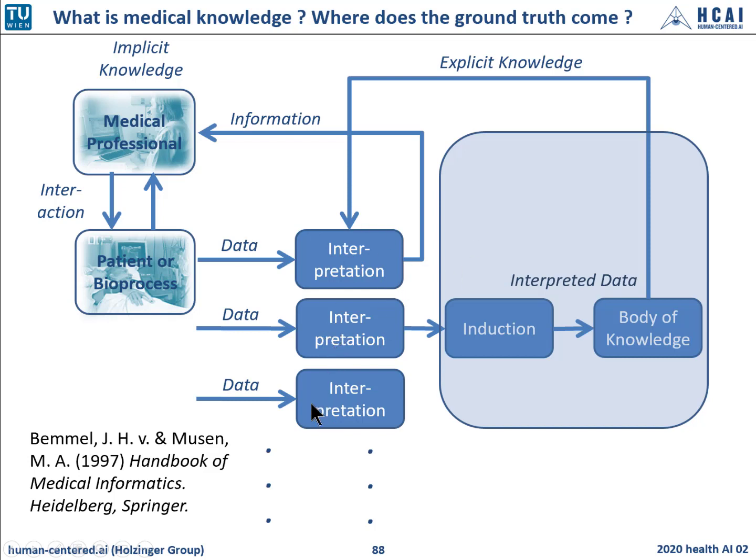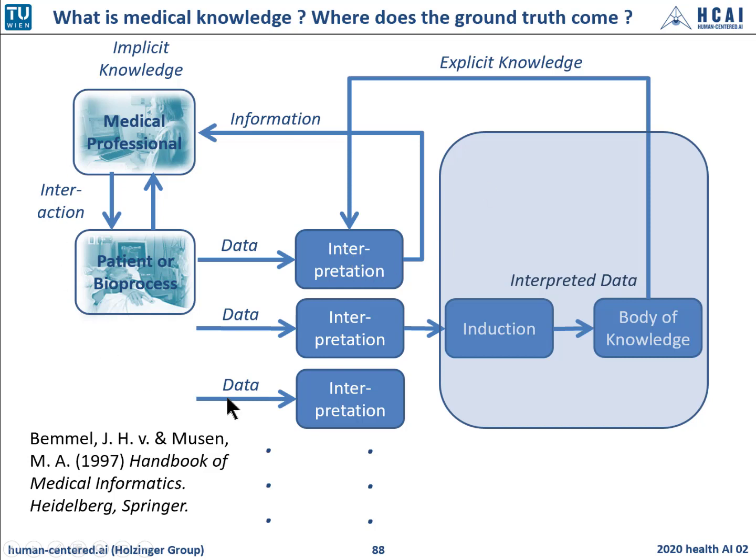Information is derived by interpretation of data by the clinician, and knowledge is now obtained by inductive reasoning with previously interpreted data. This can be collected from many similar patients or processes, which is added to the so-called body of knowledge in medicine. This is the explicit knowledge, and there the ground truth comes from. This is basically in the heads of the medical people, or in the books, so to say. So this is the knowledge used for the interpretation of other data and to gain implicit knowledge which guides the clinician in taking further action.